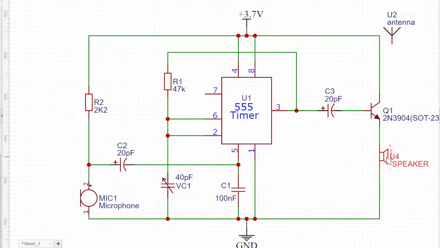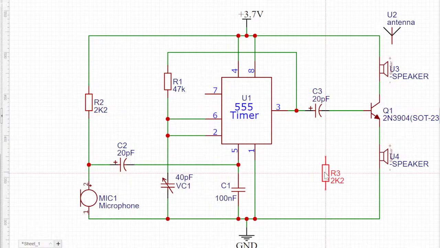You can connect this speaker here, or let me just duplicate that. You can connect the speaker here as well, it doesn't matter. You can do either, and probably try both and see how it works. But you can connect it either at the collector circuit or the emitter circuit. We've done a video on transistor biasing. Try to watch that, and you can put the resistor here.